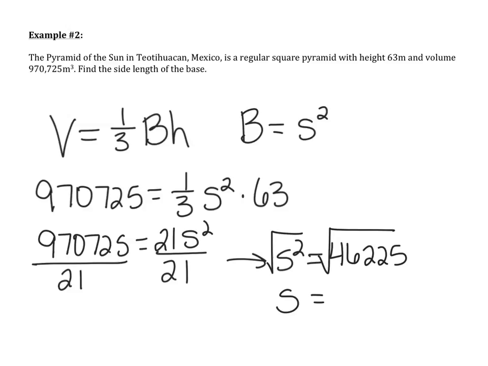So the square root of 46,225 is 215. So the length of one side is 215 meters, since we were given the label cubic meters for the volume. So one side would be 215 meters.